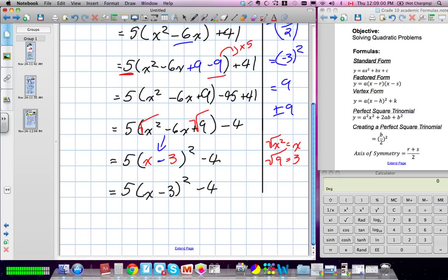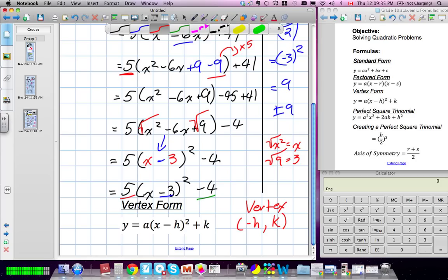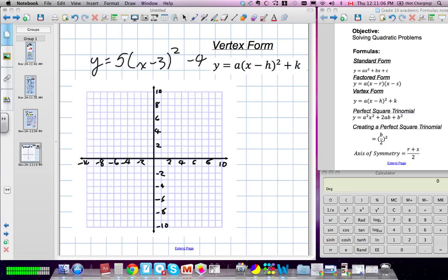This is now vertex form. And in vertex form, I can very easily find the vertex of the equation. We know that the vertex of the equation compared to vertex form is essentially the opposite of our h and whatever our k value is. So our h value is -3, our k value is -4, and just for good measure, our a value is 5. So the vertex of this is going to be +3 and -4.